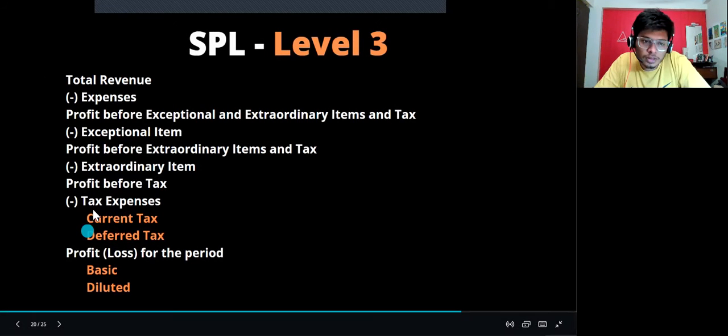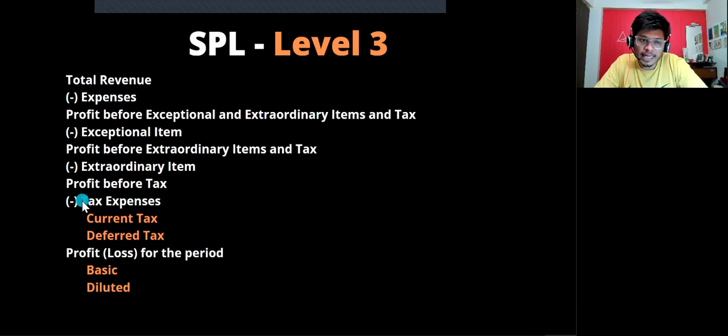Now I've added here two things. So everything else is the same. I've just elaborated two things. One is tax expenses.